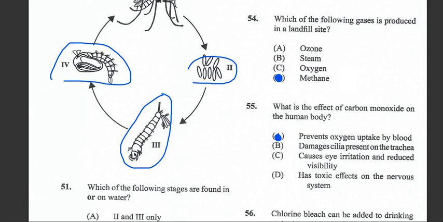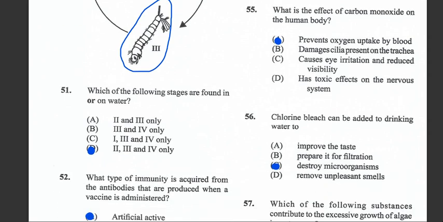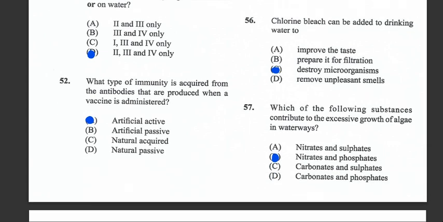Alright, number 55. Here it says, what is the effect of carbon monoxide on the human body? We all know that carbon monoxide is not good. It prevents oxygen uptake by the blood, because it combines with the blood. It could prevent the blood from carrying oxygen, causing further reactions, and it could even lead to death. Alright, so it's not good.